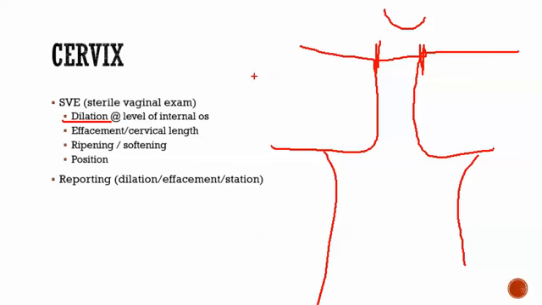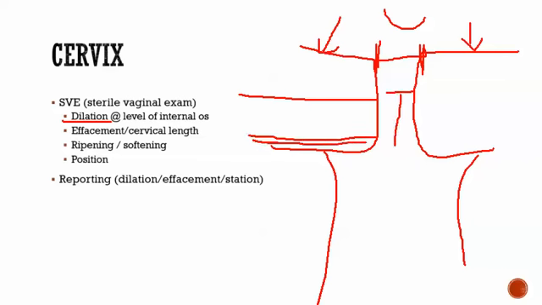So effacement is thinning out, which, as you can imagine, the fetal head's up here pushing down. The cervix is thinning out, so you can measure effacement. Maybe it's 50% effaced. Maybe it's almost all effaced. It's very thin, so like 80% effaced. Right? And then you can also measure the cervical length. So you could say 1 centimeter, 2 centimeters, 3 centimeters.